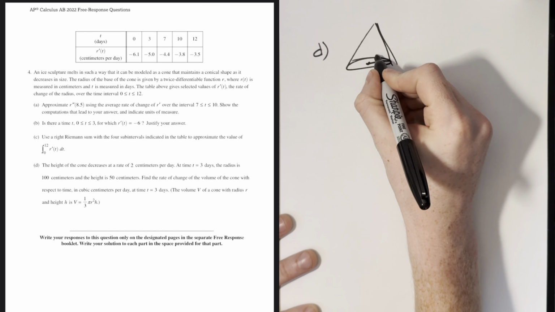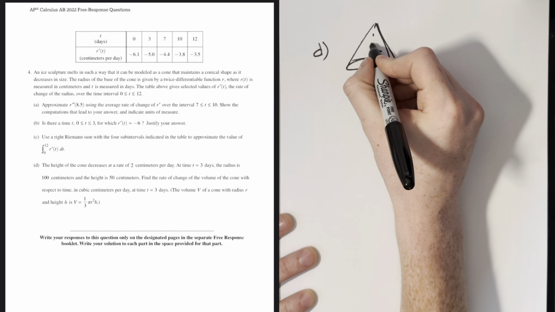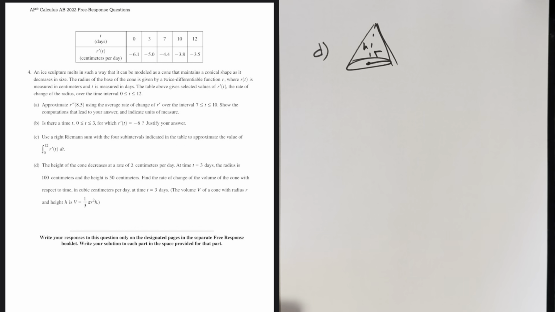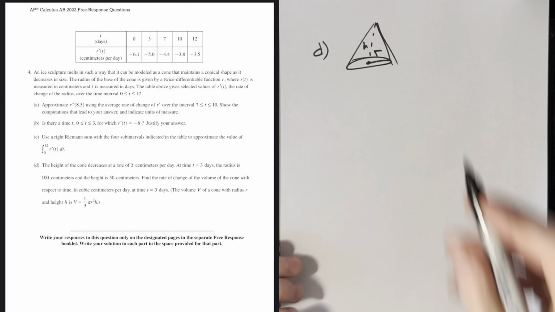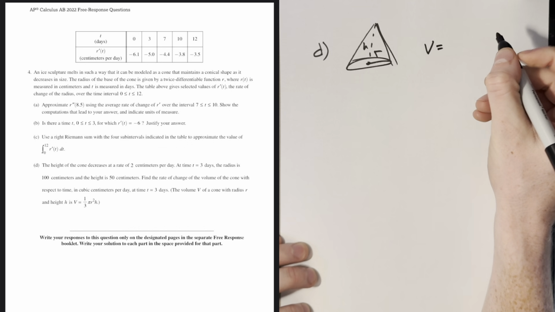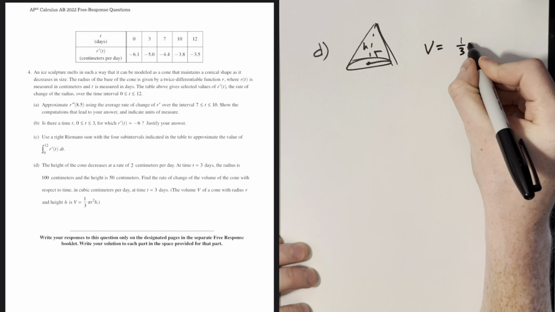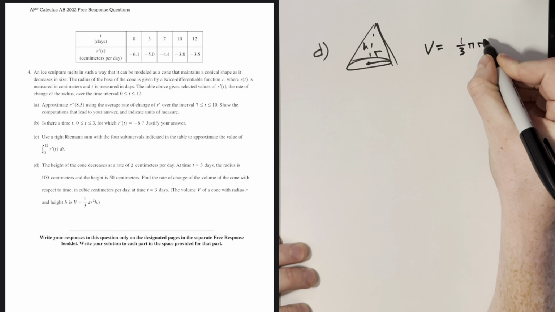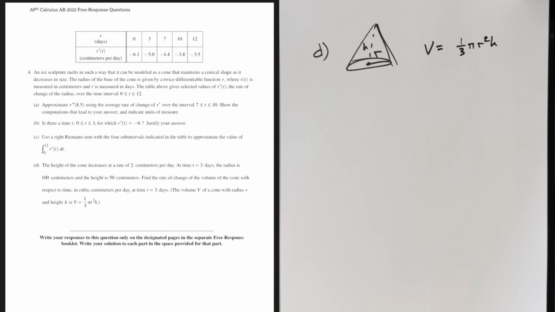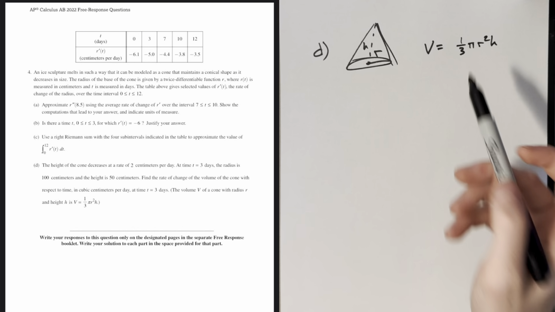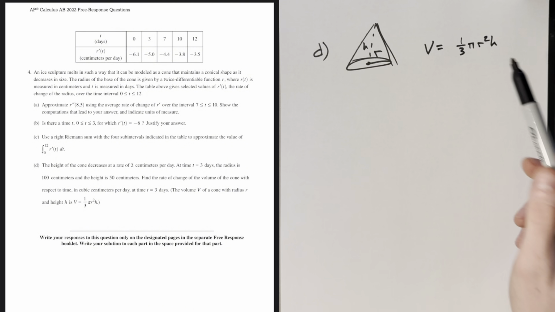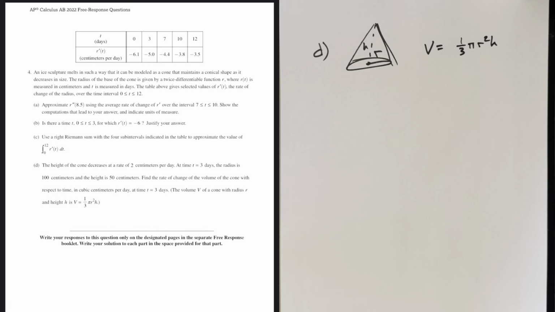Excuse my artwork, but we have a cone with a radius and a height. The radius and the height are changing. They're both getting smaller as this melts. And our volume of the cone is equal to this equation they give us, 1/3 pi r squared times h. That's our second big step of a related rates question: I want to get an equation that has all of the variables, volume, radius, height.